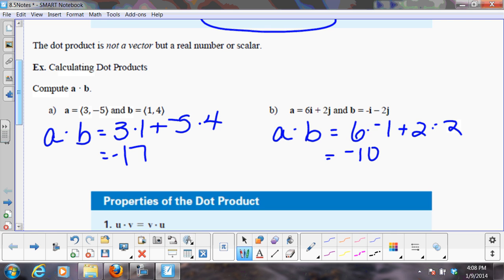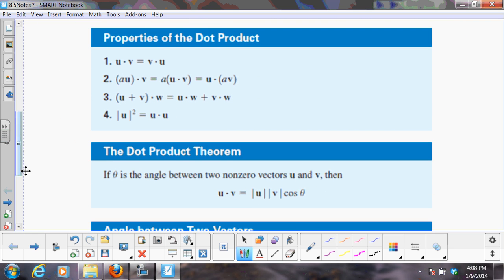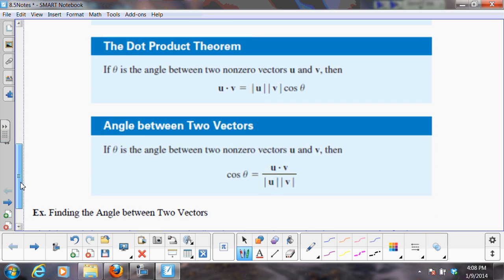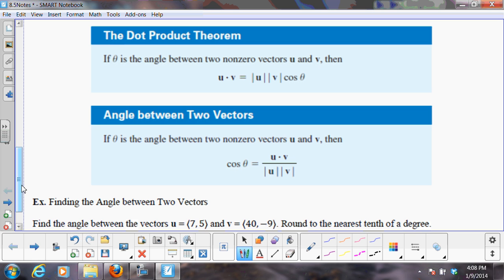Properties of dot products, the same properties that we have all the time. We have commutative, associative, distributive, and then squaring. Here is one reason where we use the dot product. This theorem says if theta is an angle between, I'll put these both up at the same time, and we have this. We use this formula way more. So this one right here is one that we use more.